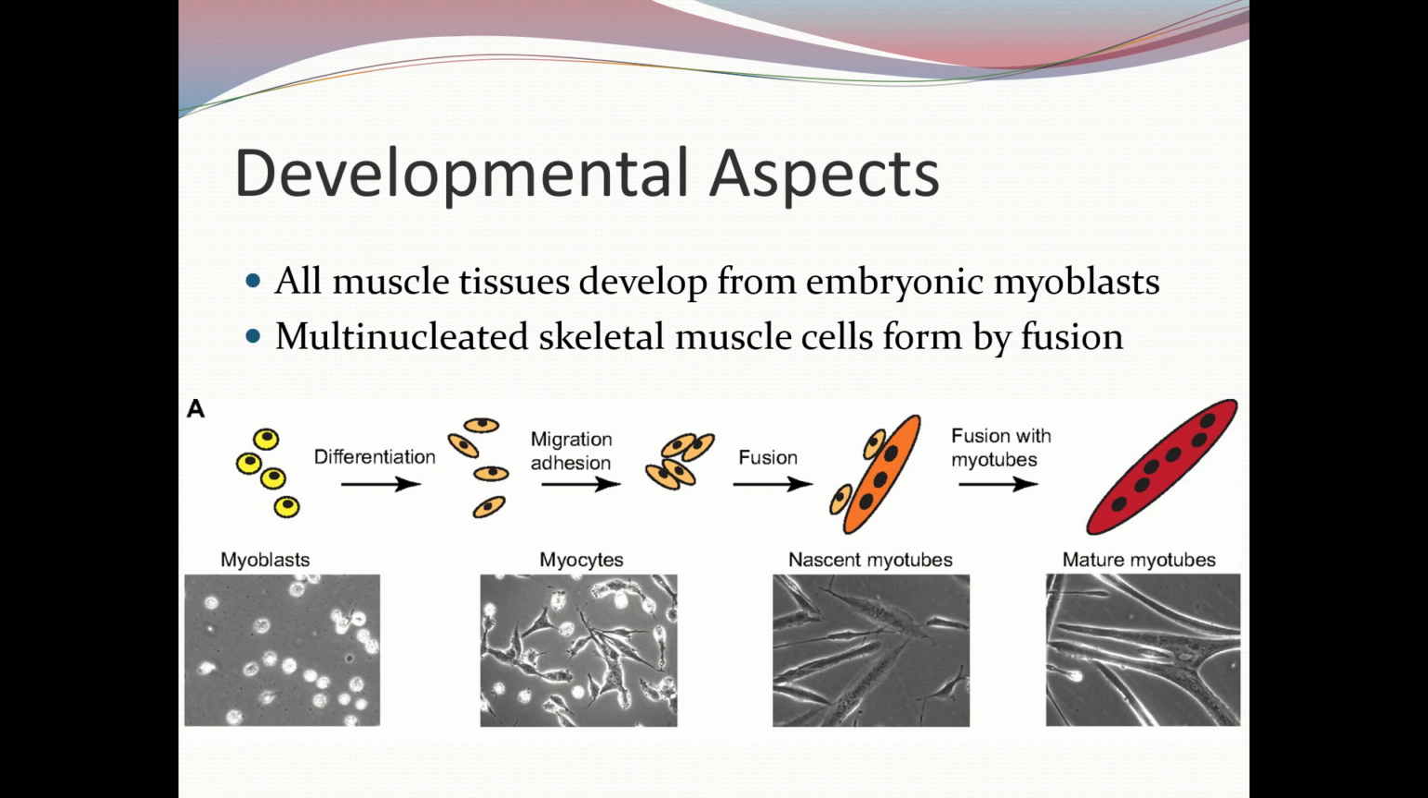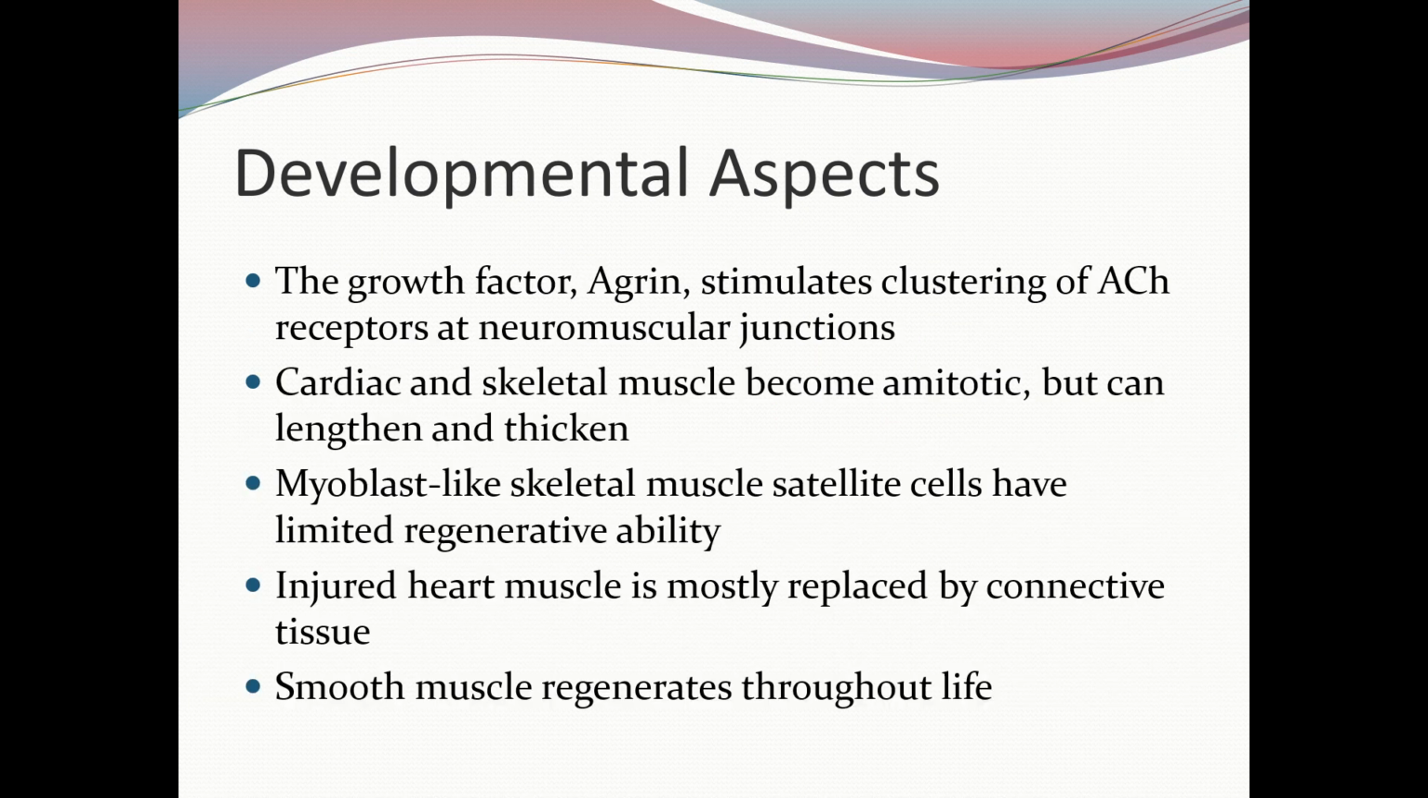During development, the muscle tissue is going to develop from embryonic myoblasts that fuse together to form those multinucleated skeletal muscle cells. The growth factor agrin stimulates the clustering of acetylcholine receptors at the neuromuscular junctions. Cardiac and skeletal muscle become amitotic, meaning they no longer undergo mitosis. They can lengthen and thicken, but they're not going to be able to regenerate if they die. Myoblasts, like skeletal muscle cells, will have limited regenerative activity that helps to maintain the integrity and health of the muscle fiber. Injured heart muscle is mostly replaced by connective tissue.